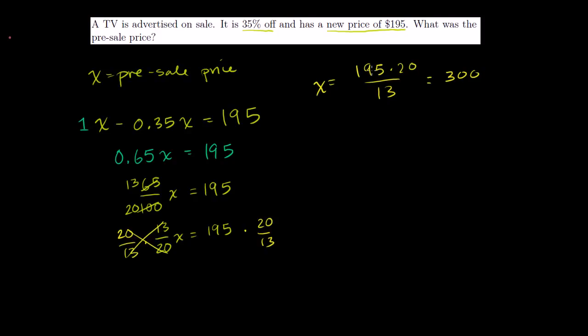So 195 is actually divisible by 13. Oh, I should have been able to do that without a calculator. Anyway, so the original price was $300. You take 35% of $300, which is $105, and you will be left with $195. So that was our original price.